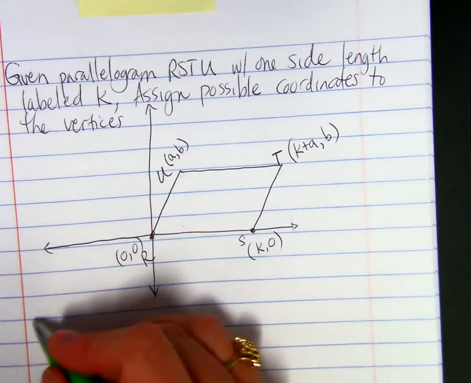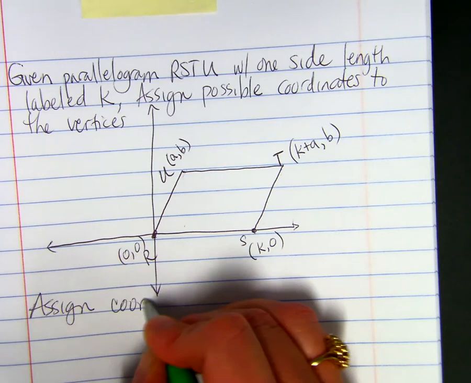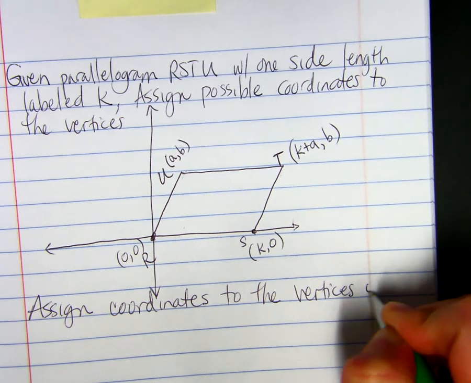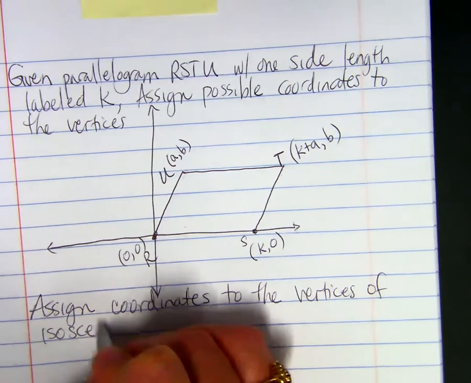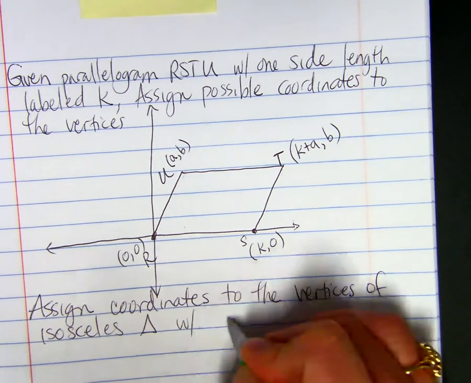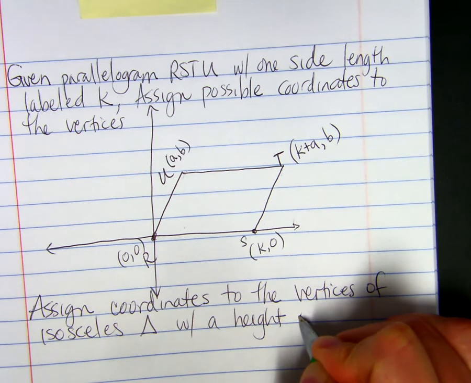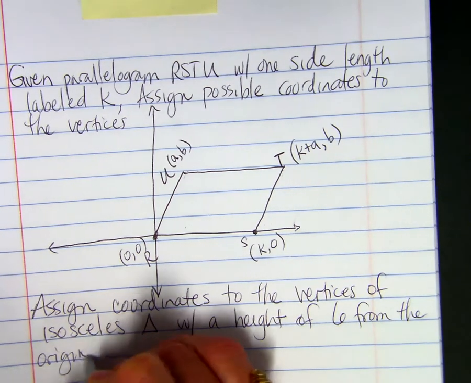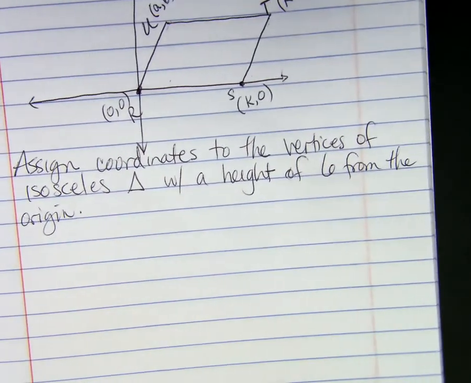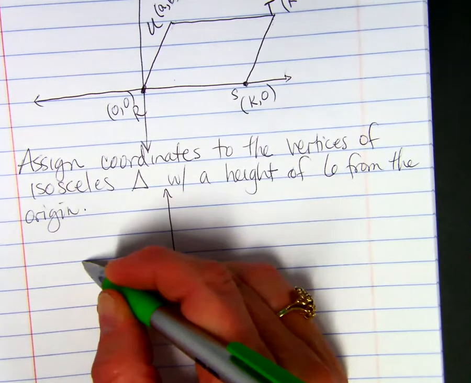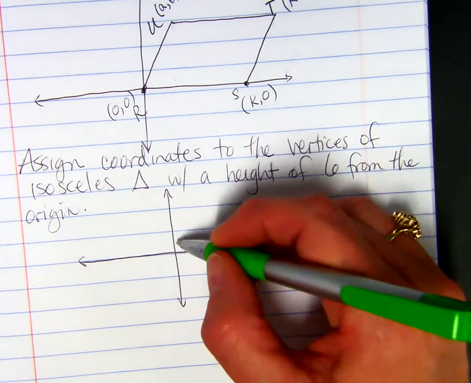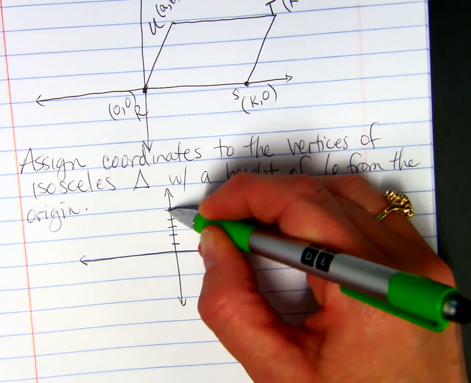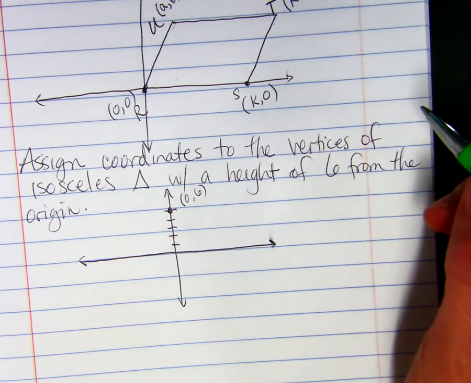Okay, so another example, assign coordinates, and this is one where we wouldn't use the origin, to the vertices of an isosceles triangle with a height of 6 from the origin. Now, because we're not given how long the base is, again, we're going to want to use variables, not specific numbers. So if the height is 6 from the origin, we're just going to go straight up on the y-axis and put a dot. So this is 0, 6.